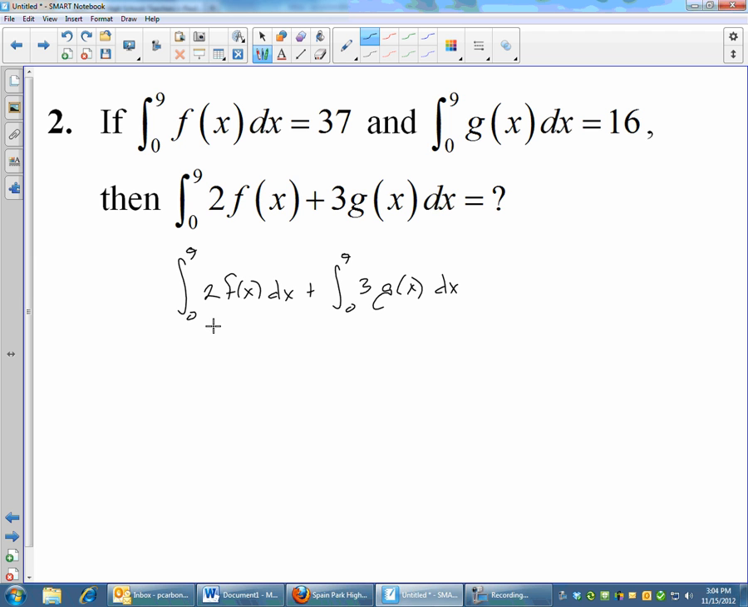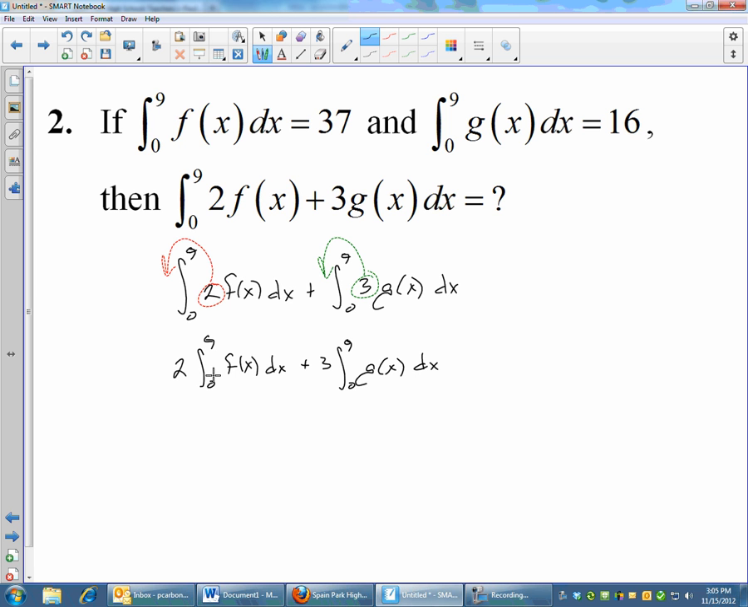And then I could go one step further. Remember, if you have a constant times the function, you can pull these constants out. So I'm going to pull the 2 out. I'm going to pull the 3 out. And that gives me 2 area from 0 to 9 under f of x. That's a goofy looking 9, isn't it? Plus 3 area from 0 to 9 under g of x.